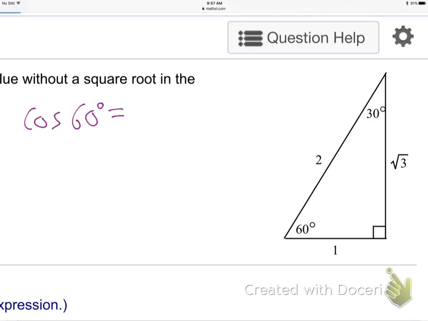In fact, I could just put it on the board. Give you a second. Okay, so yes, I'm just going to do it right here real quick. Adjacent over hypotenuse from 60 degrees, 1 over 2. This is the adjacent side. That's the hypotenuse side. All right.